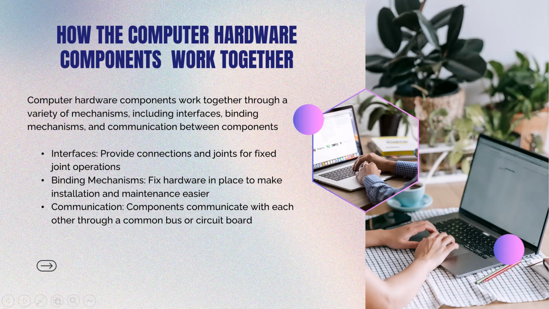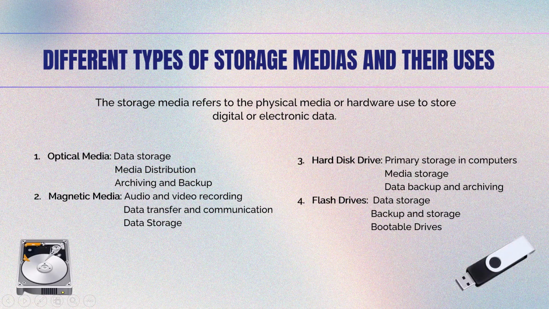The next topic is how the computer hardware components work together. Computer hardware components work together through a variety of mechanisms, including interfaces, binding mechanisms, and communication between components. Interfaces provide connection and joins for fixed joint operations. A binding mechanism fixes hardware in place to make installation and maintenance easier. Communication components communicate with each other through a command bus or circuit board.